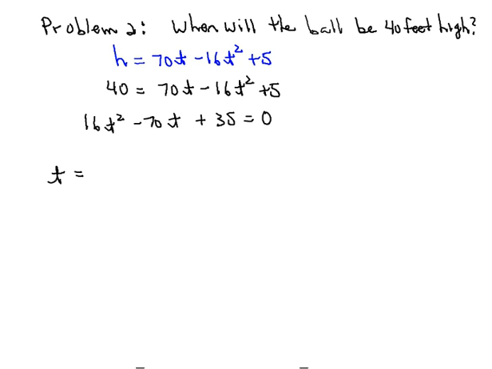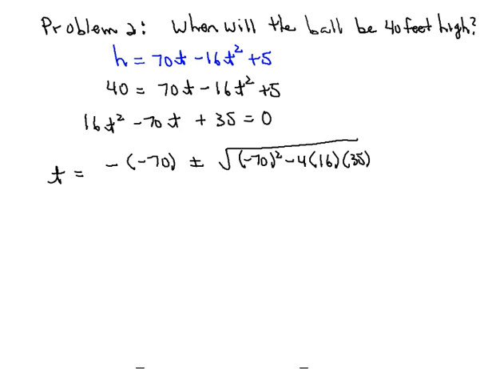So we'll have t equals the opposite of b, so it'd be the opposite of negative 70, plus or minus the square root of b squared, which is negative 70 squared, minus 4 times our a value 16, times our c value of 35, all over 2 times our a value of 16.